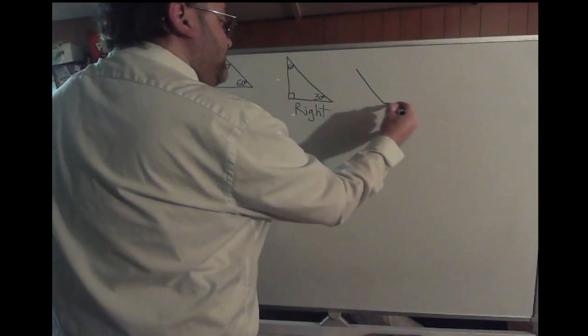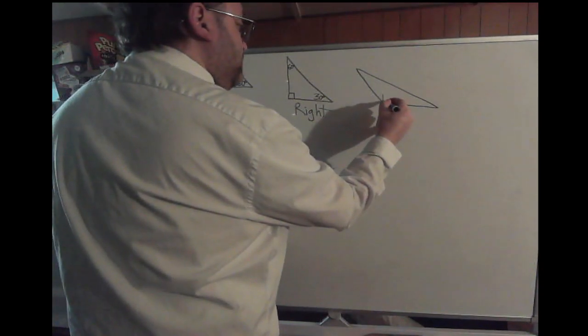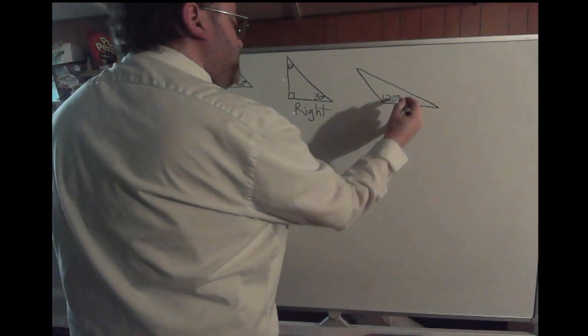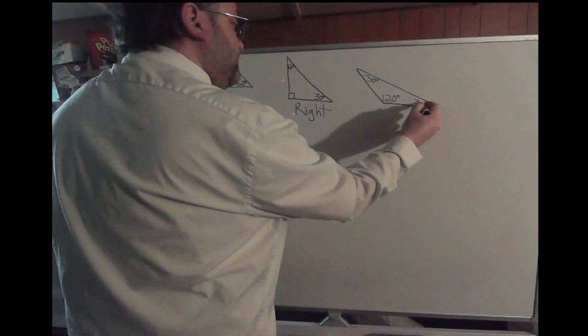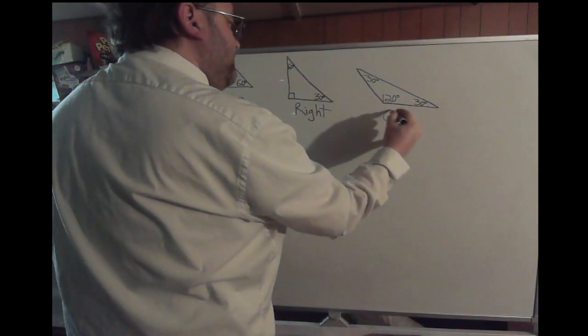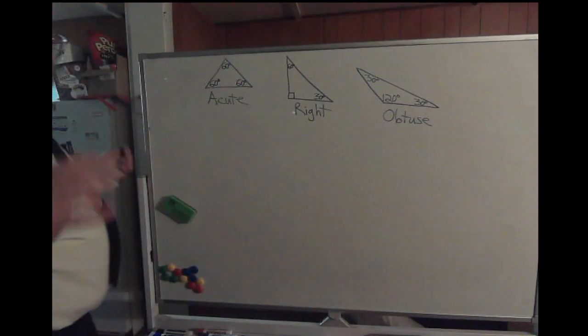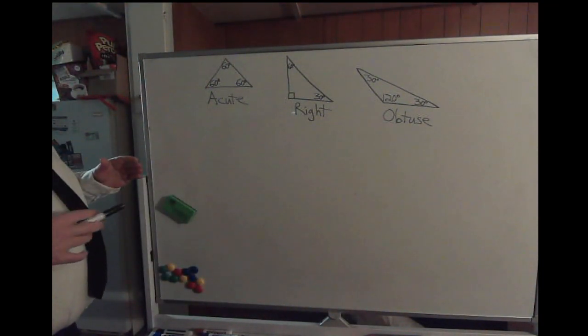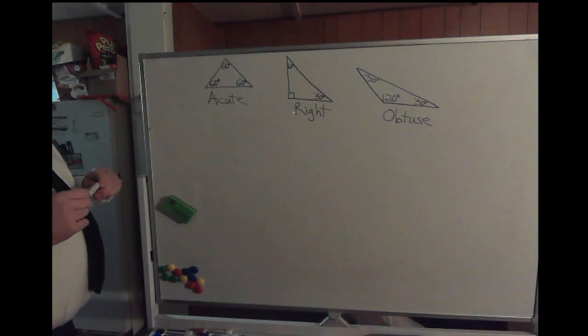And as we're about to find out with an obtuse triangle, we'll say one angle's 120, one angle's 30, another angle's 30. We have an obtuse triangle. In an obtuse triangle, you can have at most one obtuse angle. Because if you had two obtuse angles, you would already be over 180, which would violate the sum of the measures of the angles of a triangle.